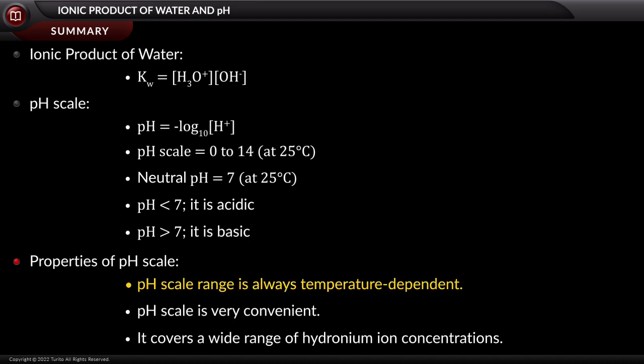Next is the properties of pH scale. pH scale range is always temperature dependent. pH scale is very convenient. It covers a wide range of hydronium ion concentrations.